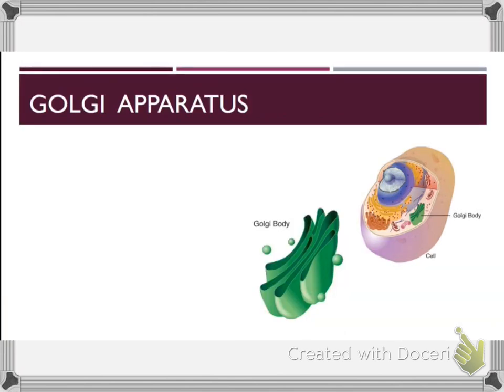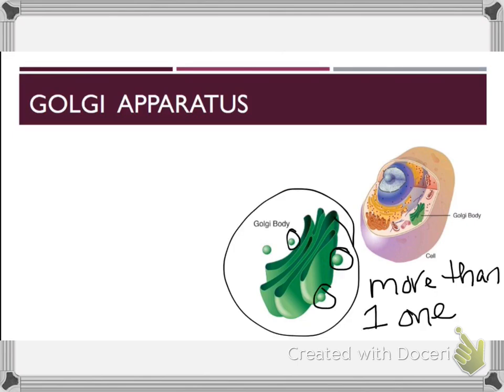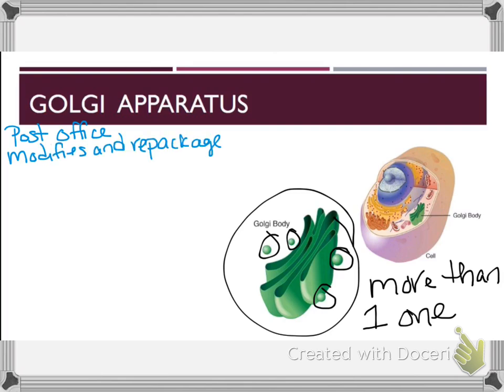The next term is Golgi Apparatus. Golgi Apparatus is like the post office. It modifies and repackages things and sends these materials in and out of the cell.